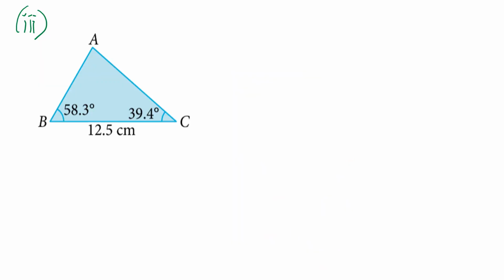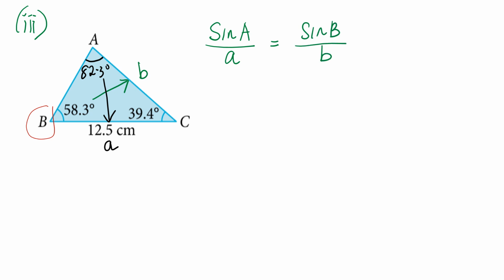For part 3, we're supposed to find the length of AC. So I'm going to label the length of AC as the lowercase b, because that is the side that's opposite our angle B, which is 58.3. And we have already found angle A to be 82.3, and the side opposite angle A will be the lowercase a. So the formula will just be sine A over a equals sine B over b, or you can write sine B over b equals sine A over a. You will still get the same answer.